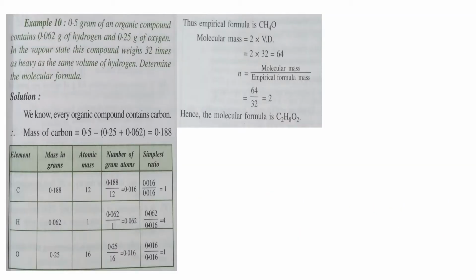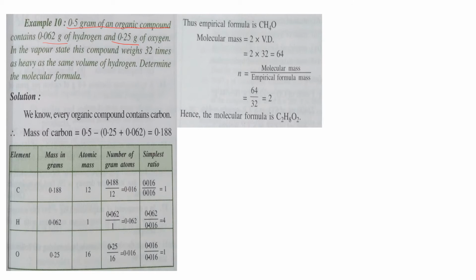Now in this question, 0.5 gram of an organic compound contains 0.062 gram of hydrogen and 0.25 gram of oxygen. In the vapor state, this compound weighs 32 times as heavy as the same volume of hydrogen. Determine the molecular formula. Now in this question, the masses of hydrogen and oxygen are given in gram, and the total mass of the organic compound is given, that is 0.5 gram of organic compound.